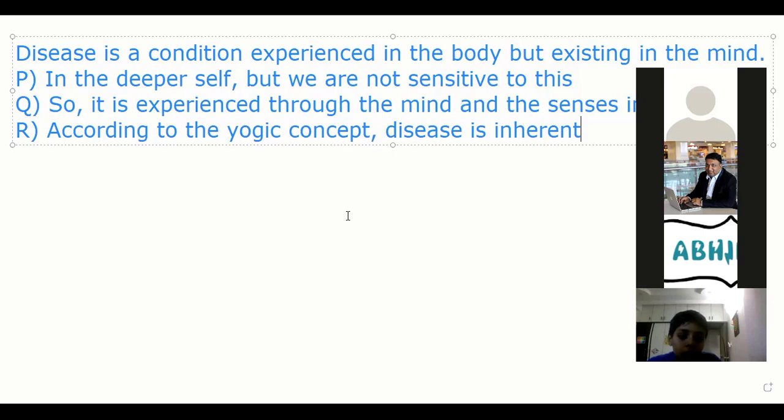Sir, is it RPQ? Okay, explain why the first has to be R. Explain to everybody. Sir, because it's according, so that should be the first one. Because you cannot say this is the condition X in the body, but X in the mind. So it is experienced through the mind and the body, in the deeper self, but we are not sensitive to this. Yes, sir. And then the second one is P, and then the last one is Q.